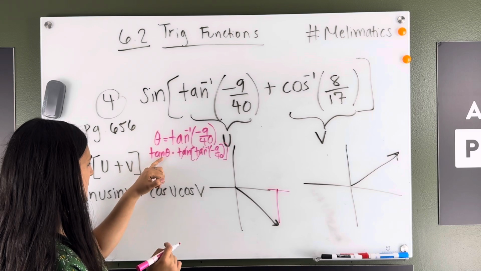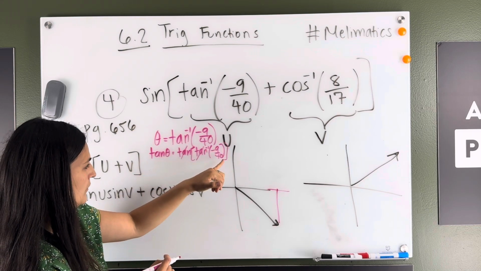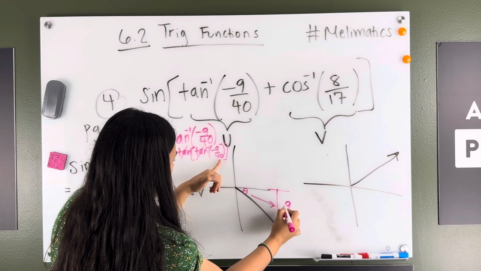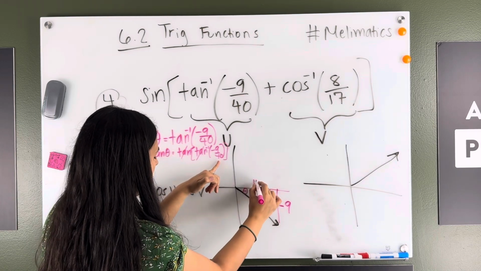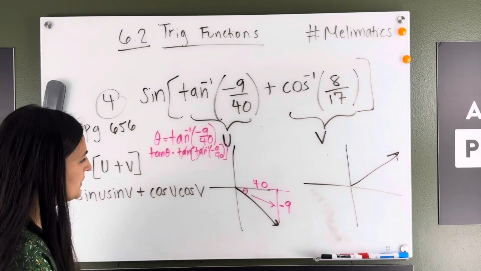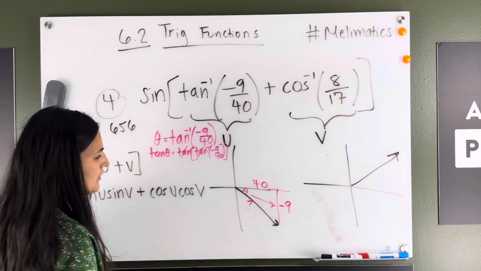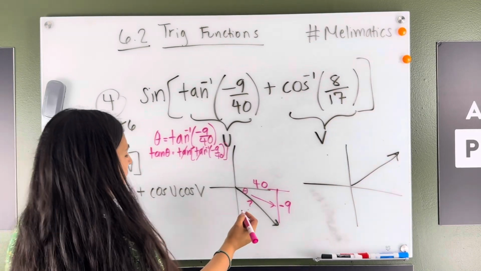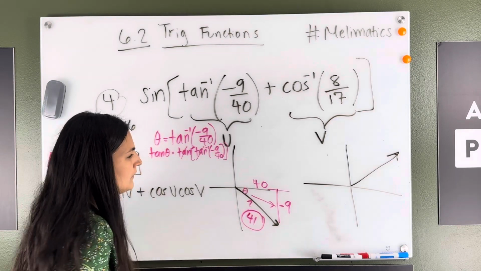And tangent, we know tangent is opposite over adjacent. That means that all we have to do is find the hypotenuse. You guys know how to do the Pythagorean theorem. Once you do, the hypotenuse you'll get is 41. You can check it later.